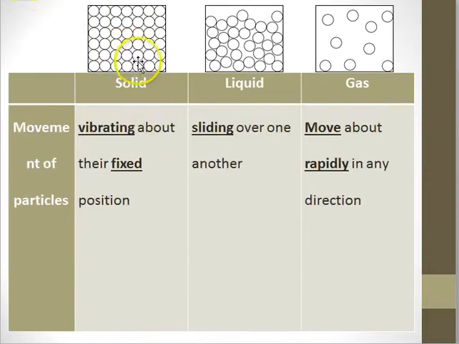Other than arrangement, what else can we talk about? We talk about the movement of the particles in the different states. For solid, the particles are vibrating at fixed position. Think of all these tiny particles vibrating at their fixed position. They are actually hitting each other, vibrating over there. For liquid, these particles are moving around, sliding over one another. Whereas for gas, the particles are moving around rapidly in any direction.